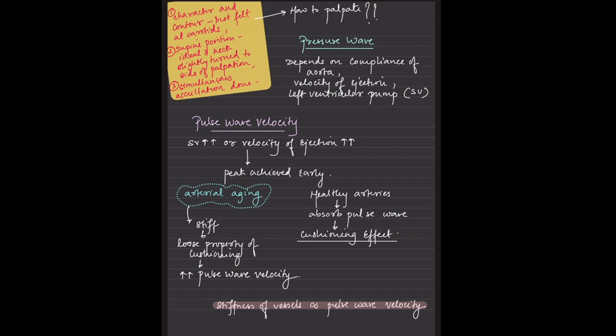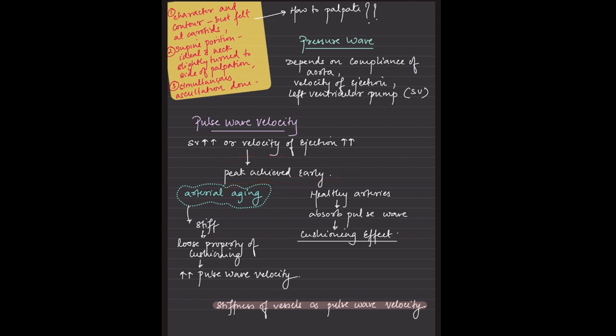The pressure wave depends upon the compliance of the aorta, the velocity of ejection, and the left ventricular pump. I have been stressing on the left ventricle, the stroke volume and the cardiac output because these are the important determinants. Regarding pulse wave velocity, whenever there is an increase in the stroke volume, the velocity of ejection is also increasing, and the peak is actually achieved earlier.